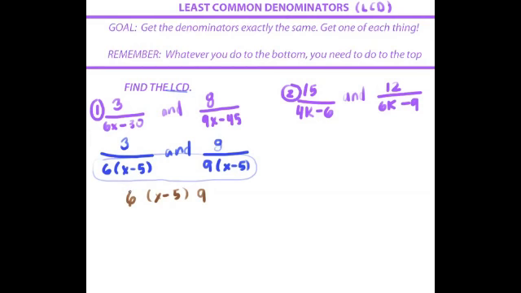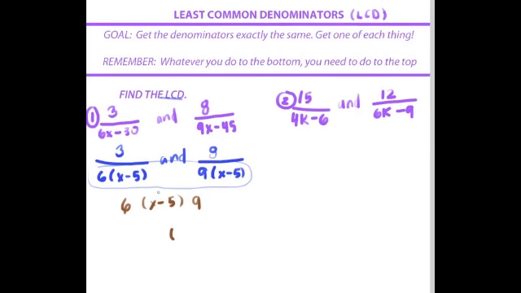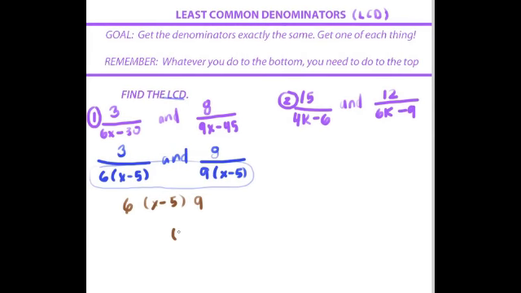What I want to show you right now is how to figure out what the LCD is between numbers. So the x minus 5 is for sure going to be there because it's the only thing that we have right now. Okay, so x minus 5 is staying. But the 6 and the 9, we're going to need to find the LCD between those two. So when you just have regular numbers with no variables attached, just like the 6 and the 9 are, this is how you'd find the LCD.